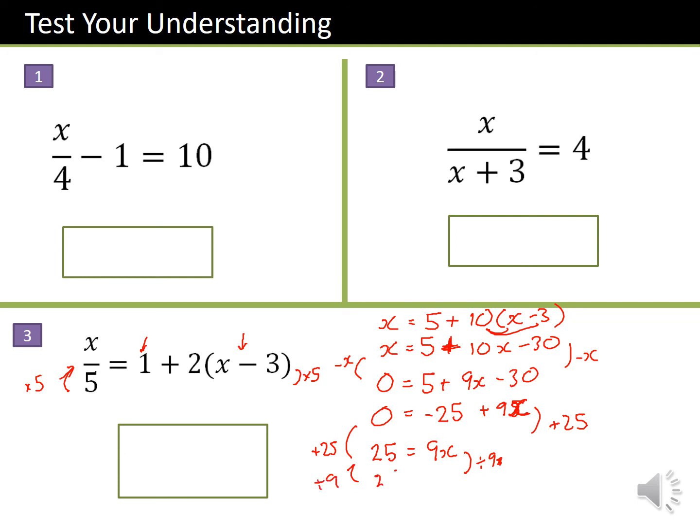So I'm doing 25 over 9 equals x, and it's fine that I've got a fractional answer. We can just leave it in that form. If it was a calculator paper and asked it with decimal places, you would work that out, but if not, just leave it as a fraction.